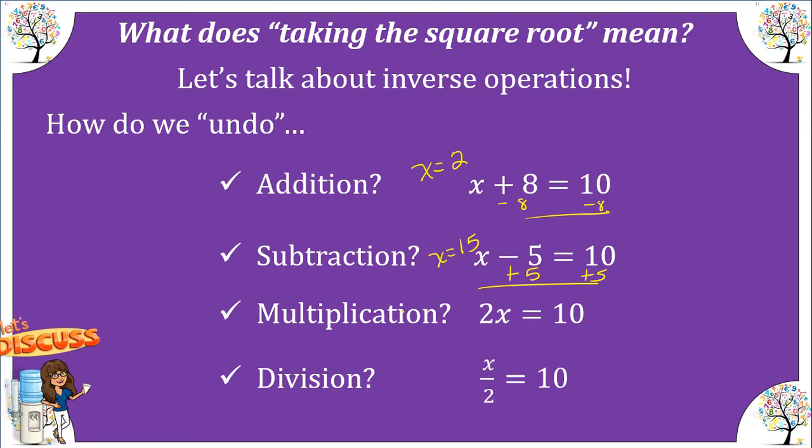How do we undo multiplication? It's like 2 times what gives us 10? Well, to undo the multiplication, we know division is the inverse. And lastly, what is the inverse operation of division? How would we solve this? Well, we would use the inverse operation of division, multiplication. And 20 would be our solution.